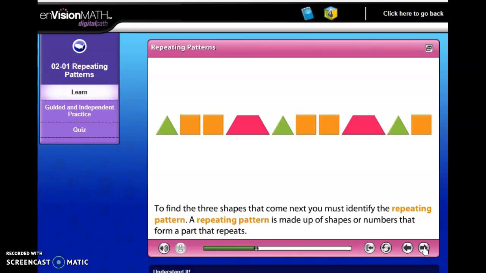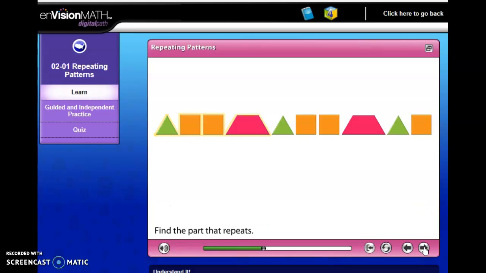To find the 3 shapes that come next, you must identify the repeating pattern. A repeating pattern is made up of shapes or numbers that form a part that repeats. Find the part that repeats. What is the part that repeats?